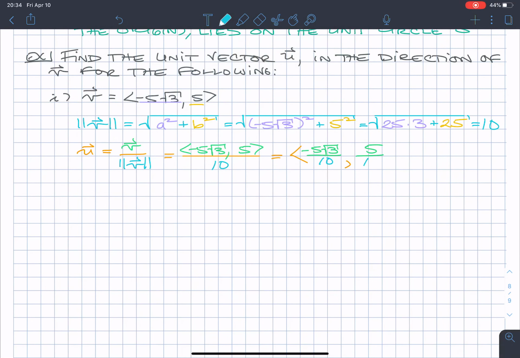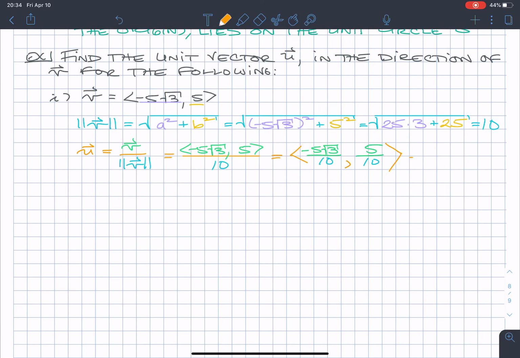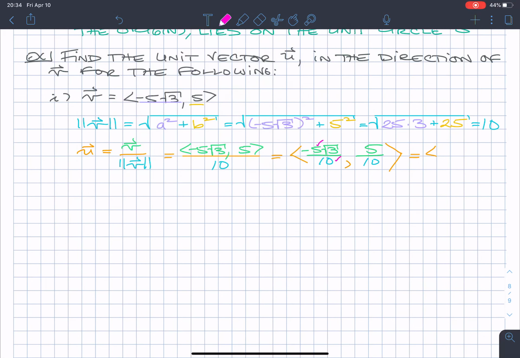And hopefully this will look familiar. Hopefully it'll be on the unit circle. And this indeed simplifies because the 5 over 10 reduces to 1 over 2. So what do we get? We get negative root 3 over 2 and 1/2, which is definitely on the unit circle. So we're set. So that is the unit vector in the same direction as v, but on the unit circle instead.